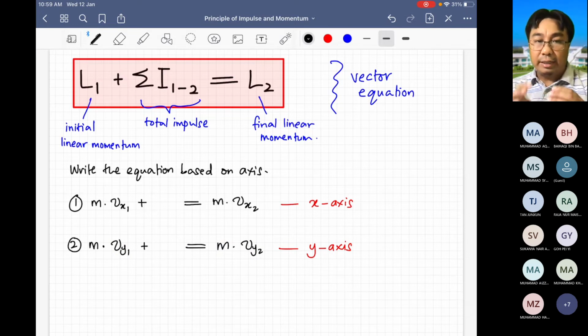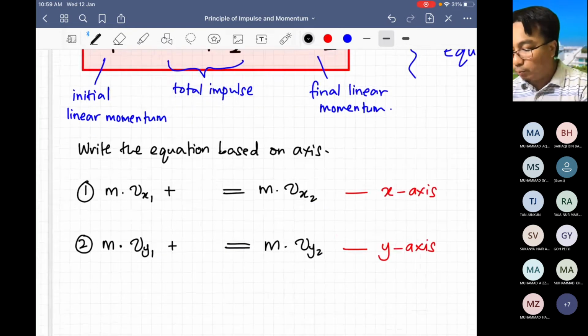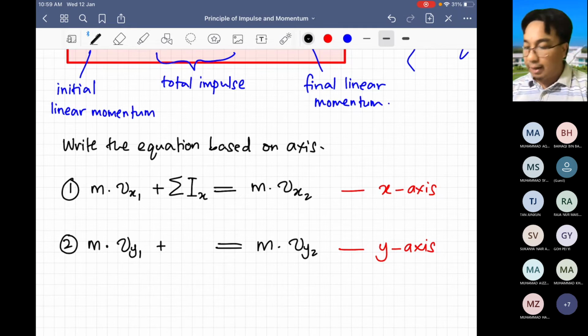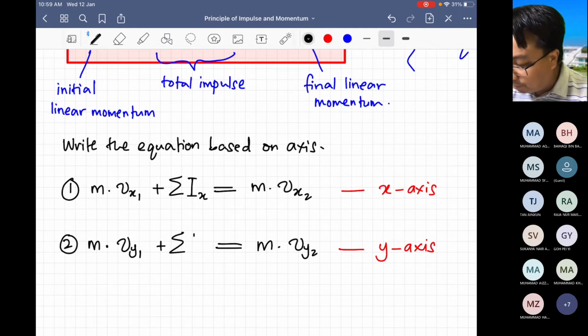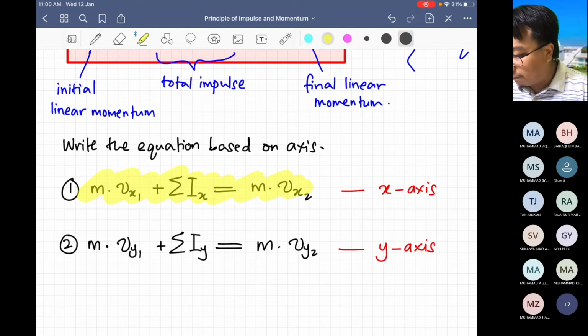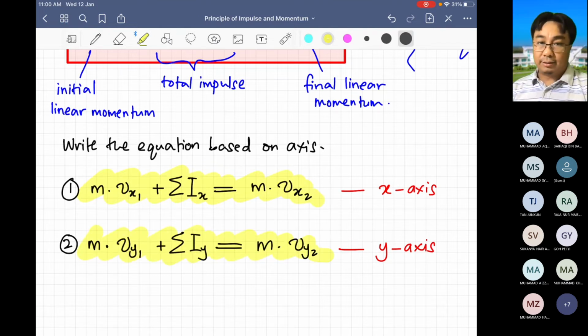So we need to calculate the impulse of every force. So bila kita calculate impulse untuk setiap force, dia akan jadi total impulse lah, kita kena tambahkan semuanya. So dalam case ni I will write sum of Ix, total impulse in x axis, dan juga di sini total impulse in y axis. So this will be our equation lah. Semua kita tambahkan total kat situ.